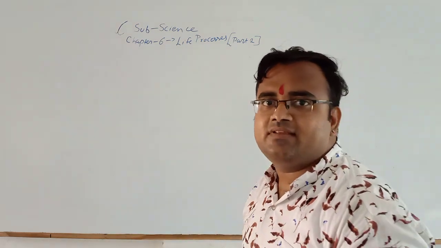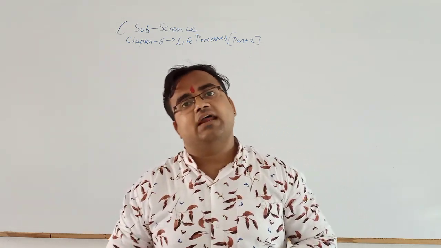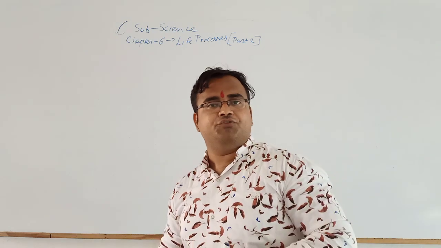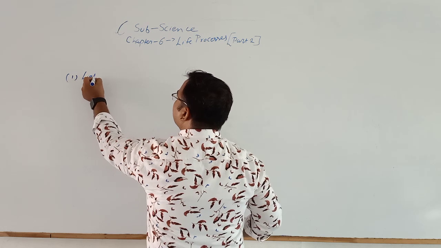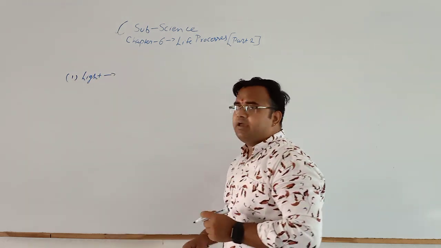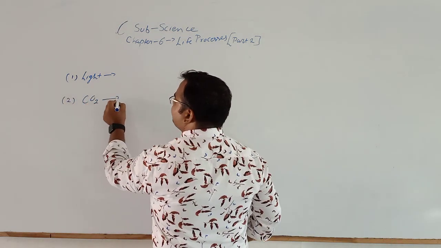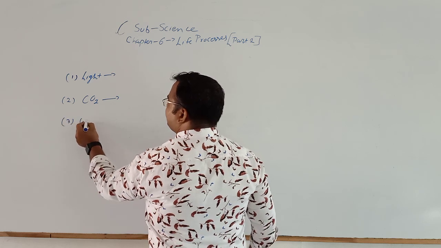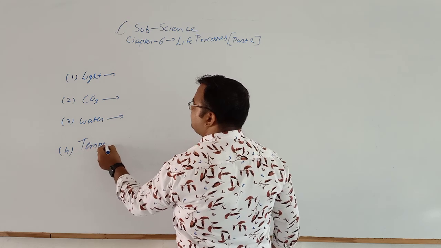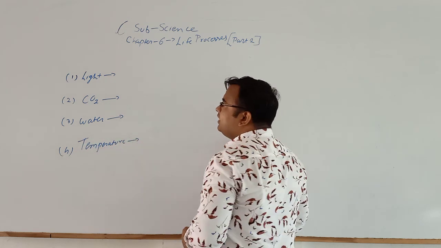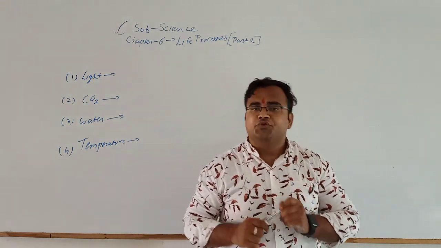Now we are proceeding towards factors affecting photosynthesis. Which are the factors which affect the rate of photosynthesis? There are four factors which affect the rate of photosynthesis. First is light, second is carbon dioxide, third is water and fourth is temperature.